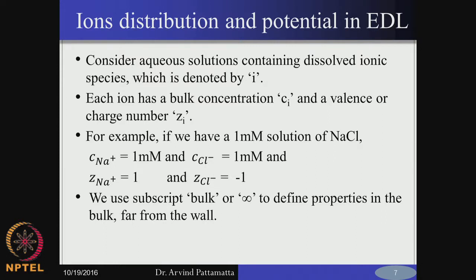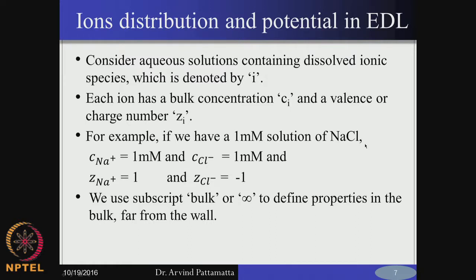So, if you consider this particular case, we have an aqueous solution containing dissolved ionic species, each of which is denoted by I, it could be H plus or K plus, Cl minus, OH minus. Each of these species is denoted by the index I, and each ion has a bulk concentration Ci and a valence or charge number Zi. Just to tell you what these values are, if you for example have a 1 millimole solution of sodium chloride, the bulk concentration of Na plus and Cl minus will be the same, but the valence number will be different. The valence number for Na will be plus 1 and for Cl it will be minus 1.